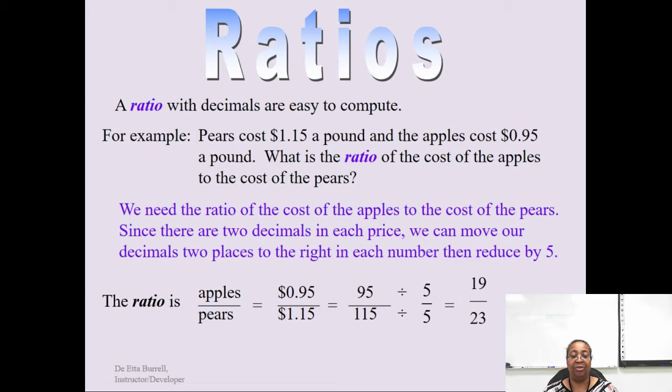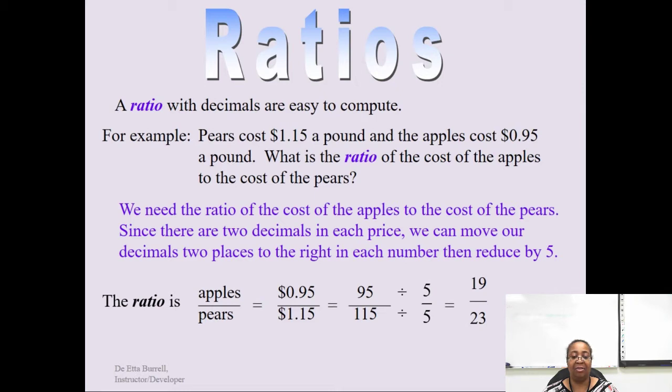A ratio with decimals is easy to compute. You can use a shortcut, and I'll show you how we do that. Let's say that you have some pears that cost $1.15 a pound, and you have some apples that cost 95 cents a pound. What is the ratio of the cost of apples to the cost of pears? Well, just like we did before, we're going to put apples and then pears based on the actual question. We know that those apples are 95 cents, and we know the pears are $1.15.